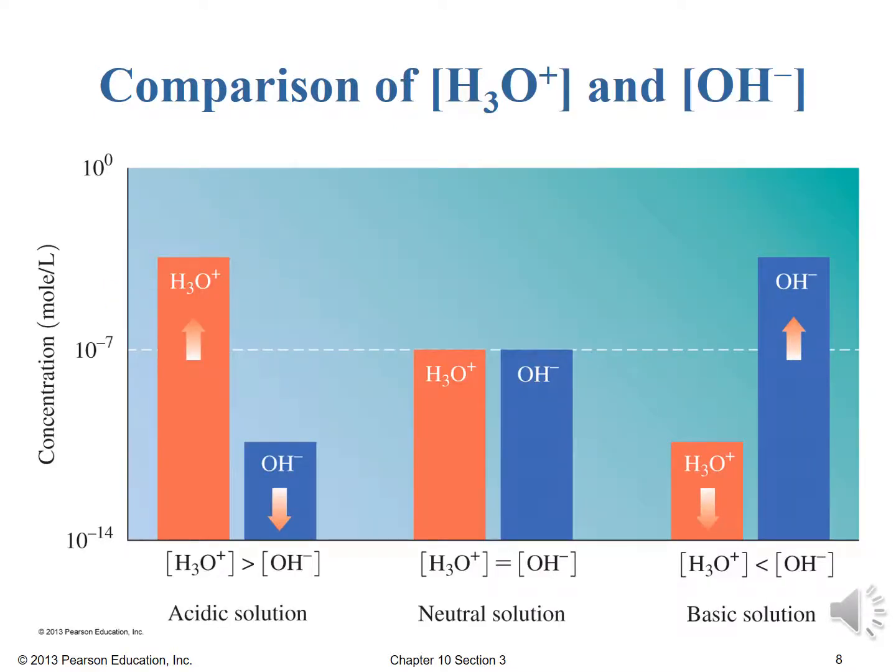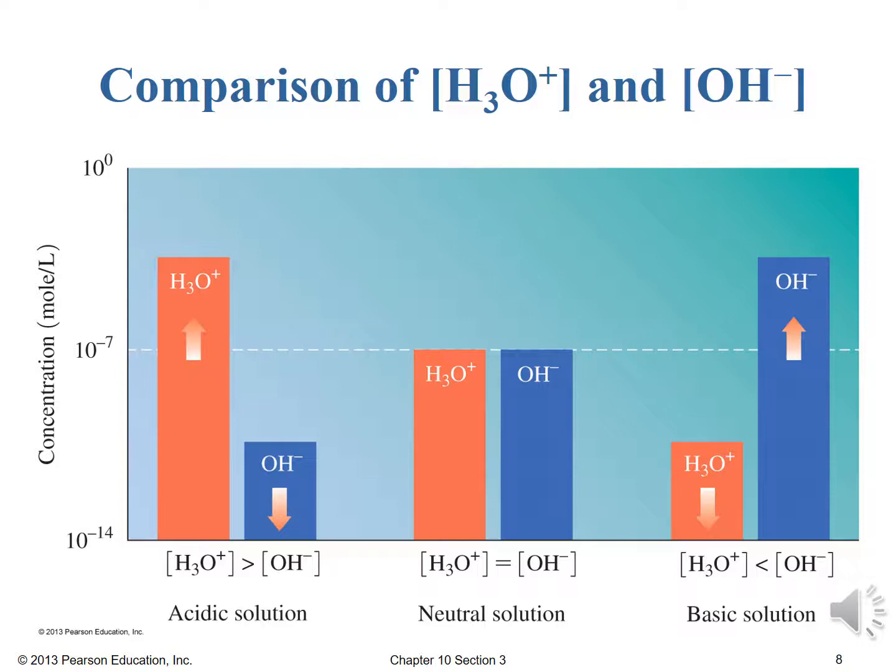Right in the middle, we have the neutral solution: pure water, or neutral salts, things that don't act as acids or bases. We have H3O plus concentration equaling OH minus concentration, and at 25 degrees Celsius they both equal 10 to the minus 7 molar. If we look at our acidic solution on the left, we have relatively higher H3O plus concentration, lower OH minus concentration, and that's characteristic of an acidic solution.